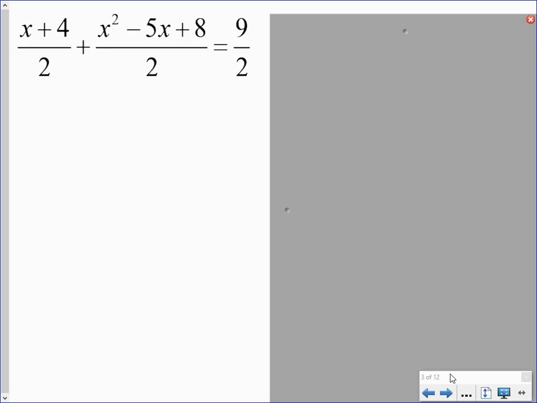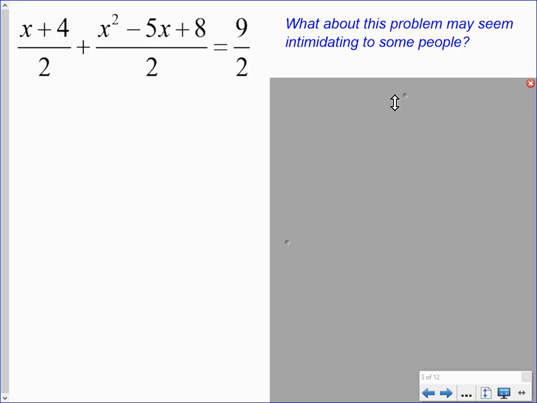And there are a couple of things I want to talk about in the beginning. One of them is, what about this problem might seem intimidating to some people? You know, it's kind of hard to put yourself in other people's shoes. But if someone just randomly was shown this problem and asked to solve, what might be intimidating? Faith? Oh, there's 3 separate fractions involved instead of just 2.